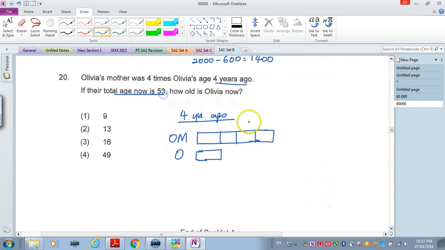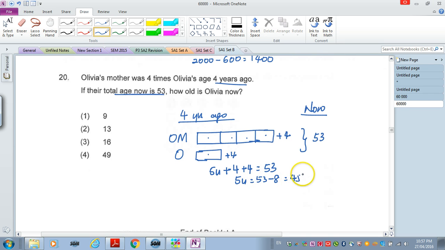If their total age now, so this is 4 years ago, now what happened is I need to add 4 years, right? For Olivia's mother and 4 years for Olivia. So now they have a total of 53 years. So now let's look at this. This is 1, 2, 3, 4, 5 units plus 4 and 4 is 53. So therefore my 5 units is 53 minus 8, which is 45. So 1 unit would be 45 divided by 5, which is 9. So I know Olivia is 9 four years ago. So I want to find now, Olivia would have 9 plus 4, answer is 13 years old now.